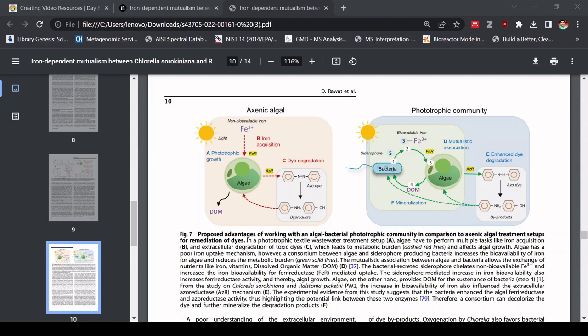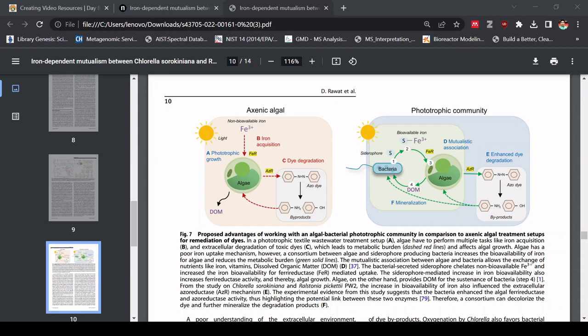But now what will bacteria require in return? Because this cannot be only a one-way relationship. Algae, we know, is a photosynthetic organism, so it secretes different dissolved organic matter. Bacteria will take that dissolved organic matter from algae, so the bacteria will also grow. So it becomes a kind of mutualistic association. This has solved the first major problem, that was the limited availability of iron. Algae in the presence of bacteria will now get better iron.